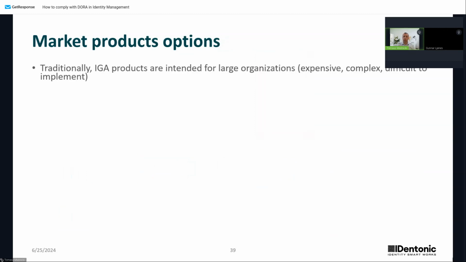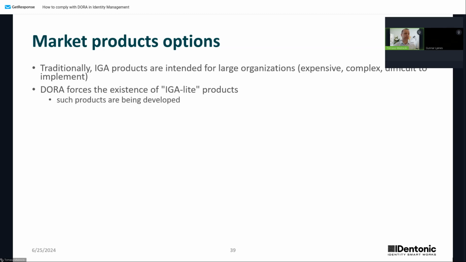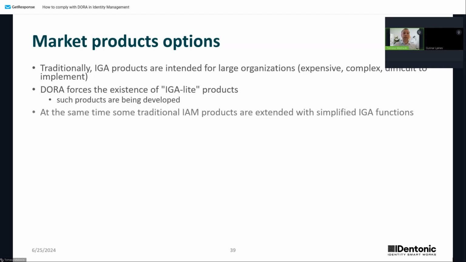Yeah, so the product options. Traditionally, IGA products are intended for large organizations, and they are very expensive, complex, and difficult to implement. While DORA actually forces the existence of IGA Lite products for smaller organizations. These kinds of products are being developed by a few companies, like One Identity, like Intragen, or maybe others. At the same time, traditional IAM products like Okta and OneLogin are being extended with some simplified IGA solutions. So that's the other option. A simplified IGA solution or an IAM solution with some basic IGA functions might be sufficient. It depends on the size of the organization and all the requirements, number of systems, kind of environment.